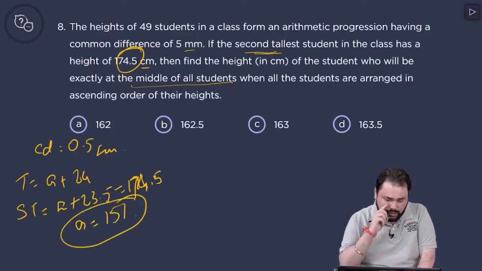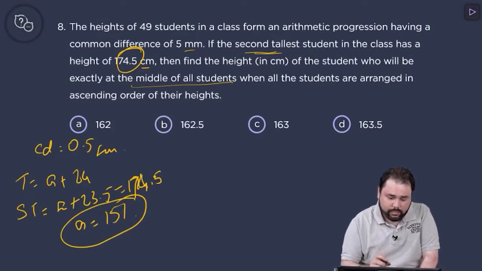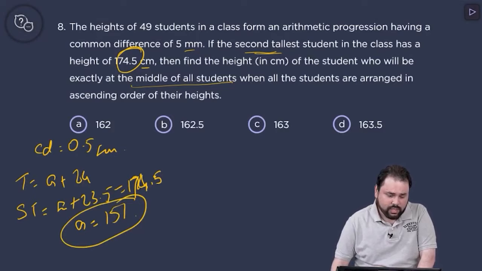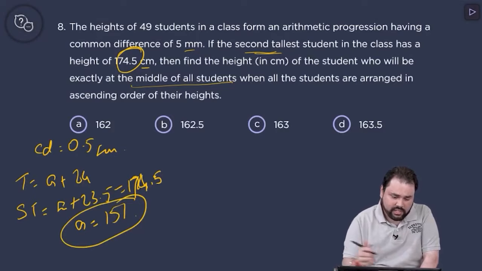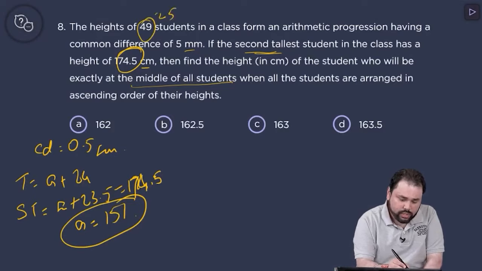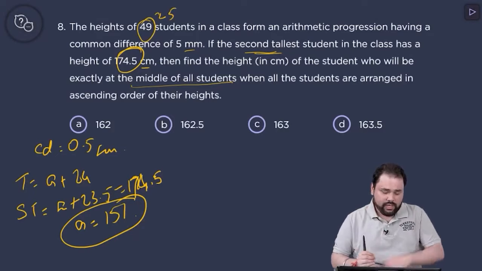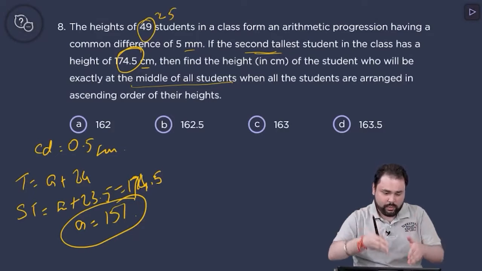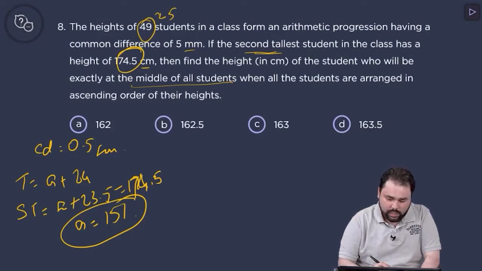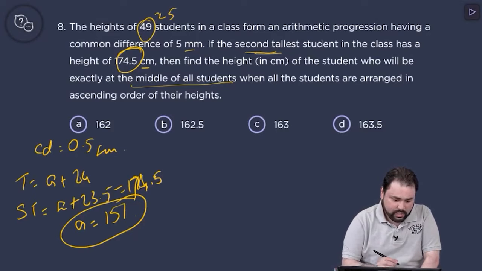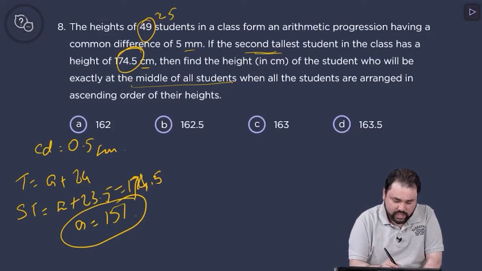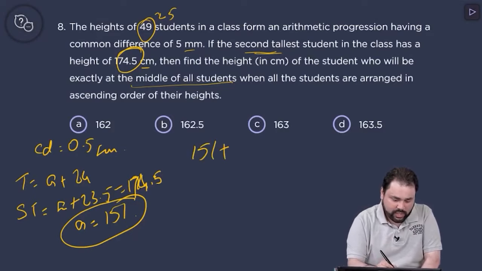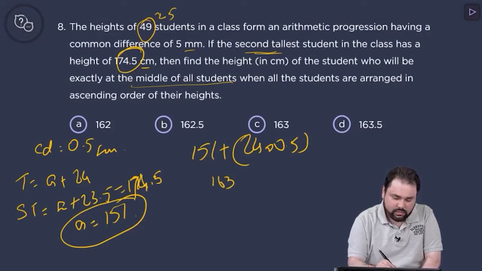If A is 151, the height of the student exactly in the middle, exactly in the middle when arranged, will be the 25th student. Exactly in the middle. 24 on one side, 24 on the other side, 25th in between. So what will his or her height be? A plus N minus 1 into D, which is 151 plus, N minus 1, 25 minus 1, 24 into D. So 24 into 0.5. This is 12. 151 plus 12 is 163, which is option C.